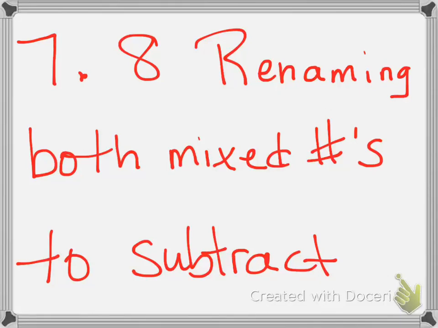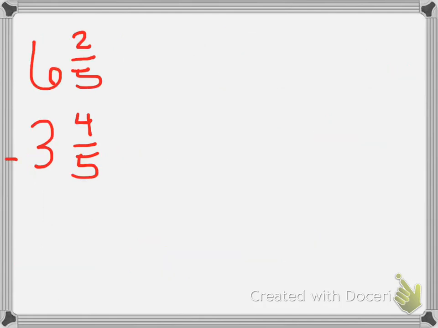This is still lesson 7.8, but giving another method on how to rename fractions to subtract. This time they're going to be taking both mixed numbers and renaming them. I do tell the kids I think this has more steps to it, and renaming just the top fraction the other way I feel is a little bit simpler, but some of the kids really like it this way, which is fine as well. So I have 6 2/5 minus 3 4/5.